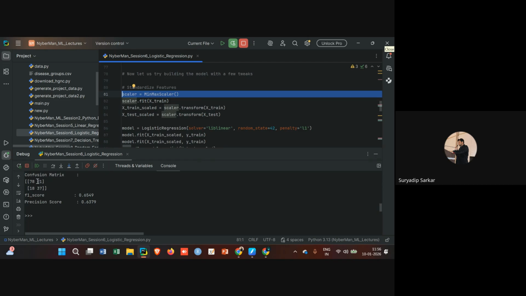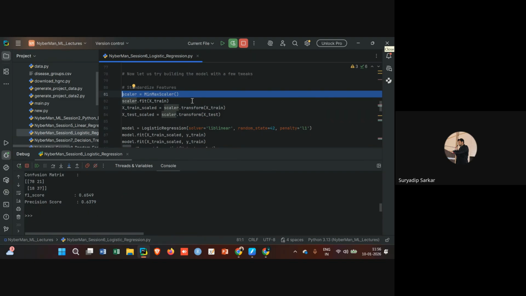Your 21 is your false negative. So people who are actually diabetic, but the model has predicted negative or not diabetic, right? And then 18 is your false positives, right? So your model has predicted that they are diabetic, but they are actually not diabetic. So your model has falsely predicted them as positive. So you got 39 of these wrong here. Okay, and 78 plus 37 of these correct. Okay, and the F1 score and precision score are also around 0.65, 0.63, not too great, not very close to 1. We want them as close to 1 as possible, right?